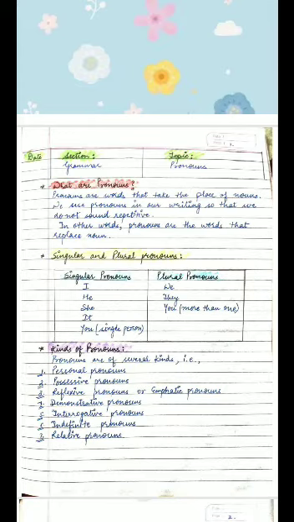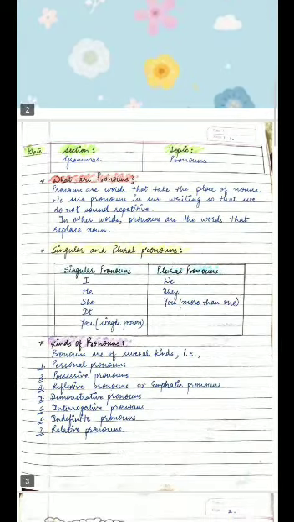For example, Ram is a good boy. Ram stands first in class. So in the second sentence, the noun word Ram will be replaced by a pronoun word he. So children, the words I, he, she, it, we, you, they are pronouns.